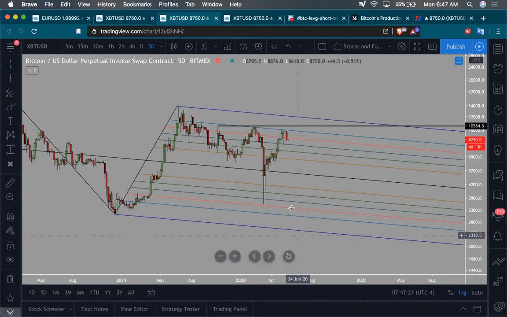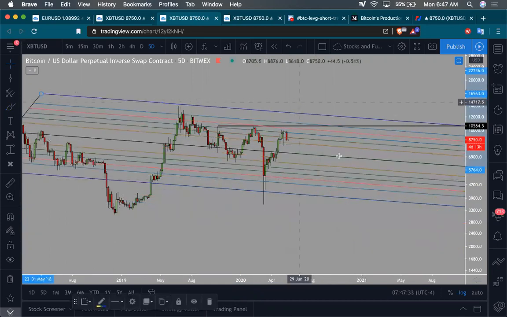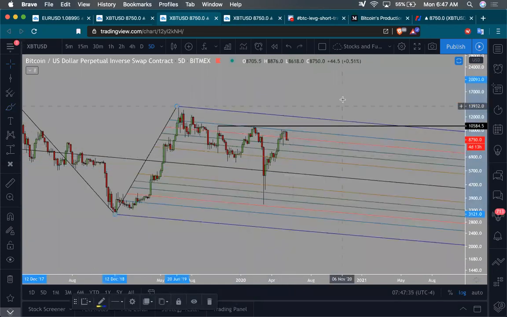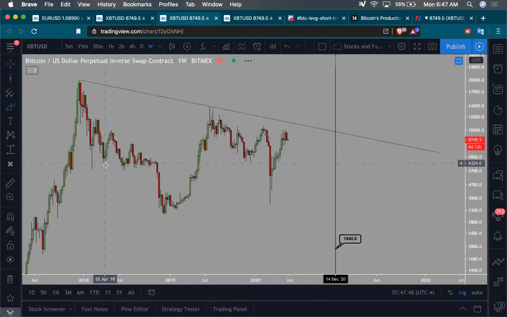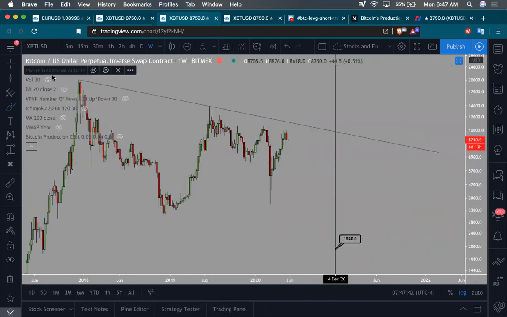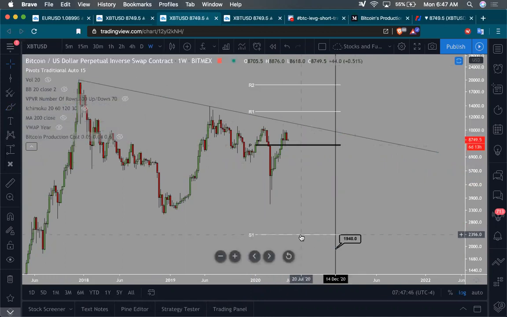So that's why I would look for a lower low down here, maybe around $2,400 or so, because that is the S1 level on the weekly. Let me see here. Let's turn on the pivots. So here's the S1 on the weekly, right? $2,400 or so right there, okay?